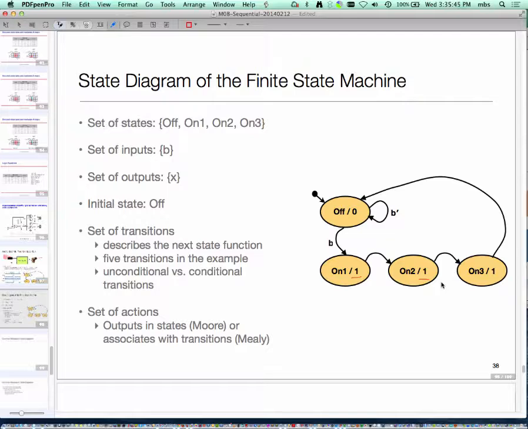It's independent of the B, right? So if I'm in the off state, it is always 0. If it was Mealy, you would see a notation like B prime slash something. That would have meant Mealy, because in Mealy machines the outputs appear on the edges. In Moore machines, outputs appear on the states.